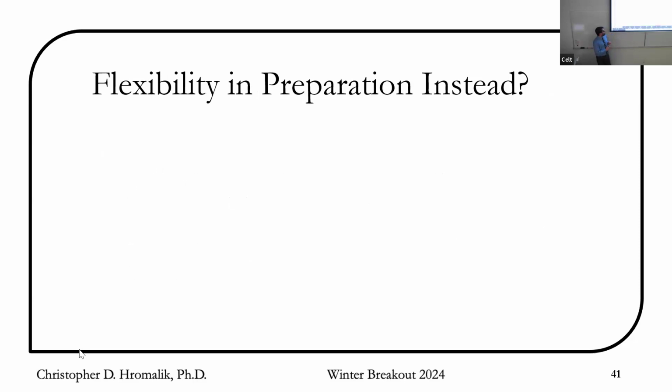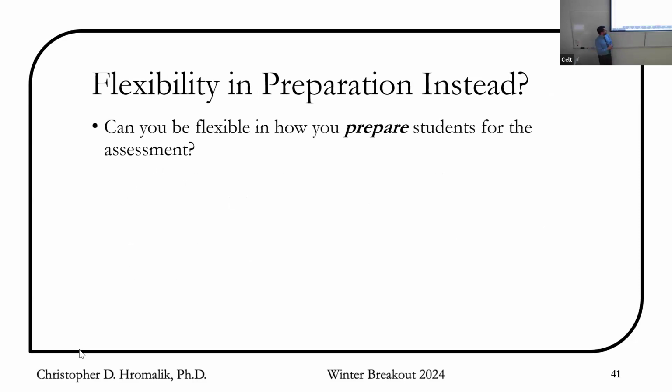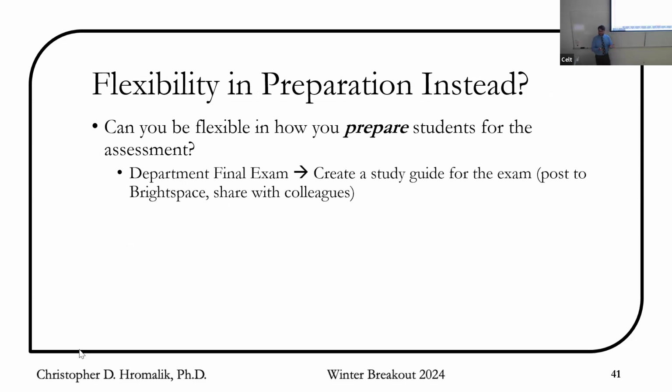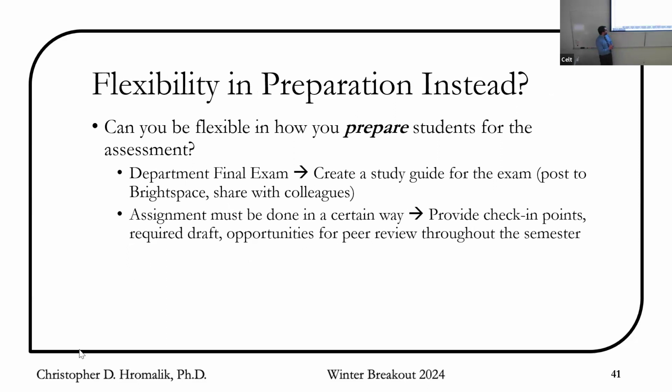On slide 41, we might want to consider flexibility in preparation instead. We can be flexible in how we prepare students for the assessment. For example, if there's a department final exam, could you create a study guide for the exam and maybe post that in Brightspace, share it with your colleagues? If an assignment must be done a certain way, could you provide check-in points? Much like we saw with the composition EPA format, that had a check-in point at week 6 and week 10, and then the final version at week 14.